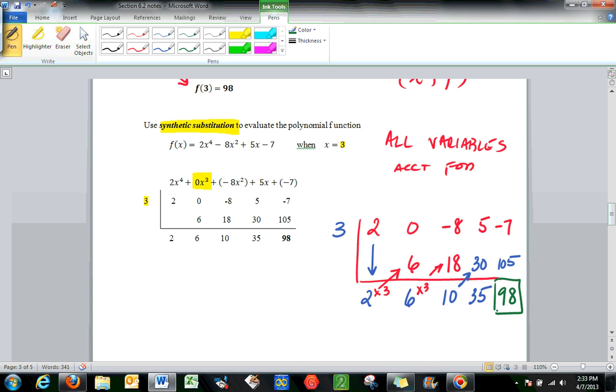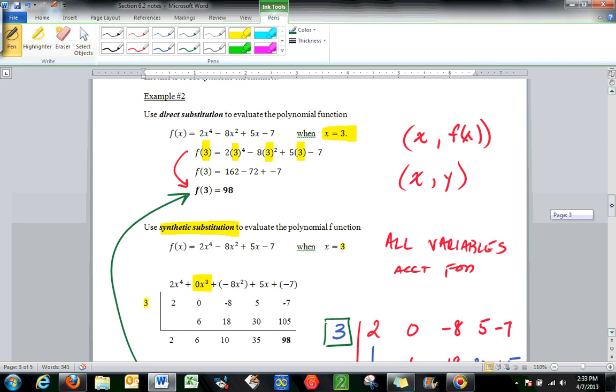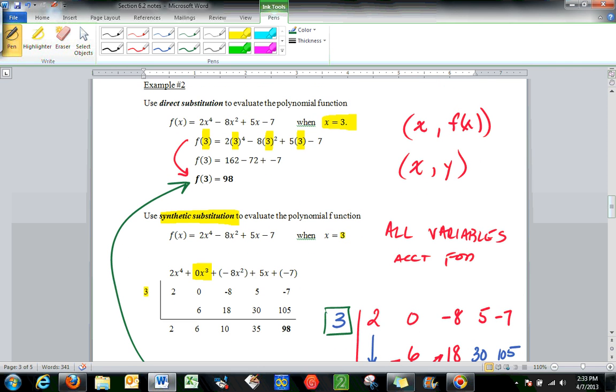And that last value represents the function when x is equal to 3. So you can basically say that f of 3 is equal to 98. Now, if we go back up here and we look at our direct substitution, that was the exact same answer that we got. Now, I know most of you are probably thinking that's a lot of trouble to get the same answer that I could do with my calculator using direct substitution.